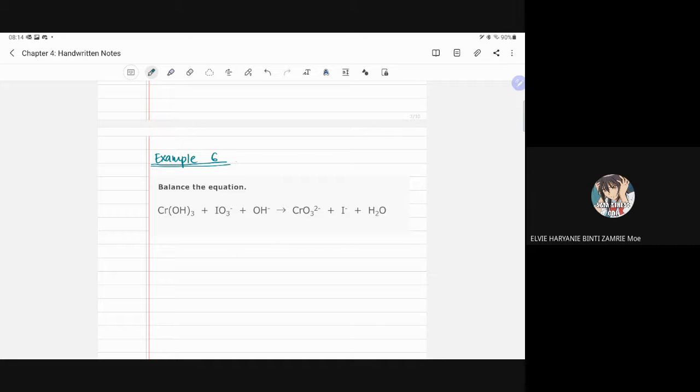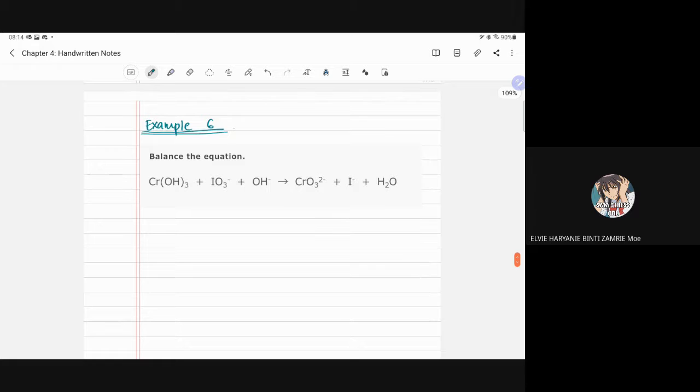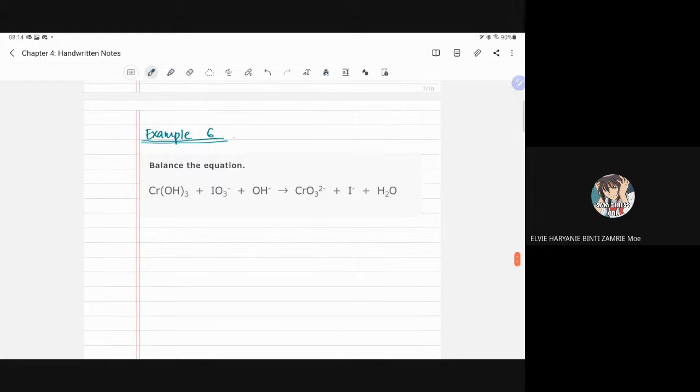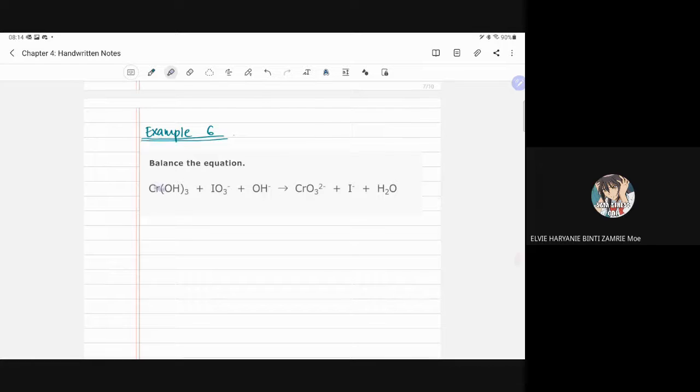Okay, now kita nak balance dalam basic condition. Steps dia lebih kurang sama, tapi kita kena tambah OH. Okay, so here, again, the first thing that we have to do is we have to split it into 2. So Cr akan jadi Cr, IO3 minus akan jadi I minus. OH ni, to show that it occurs in basic condition.